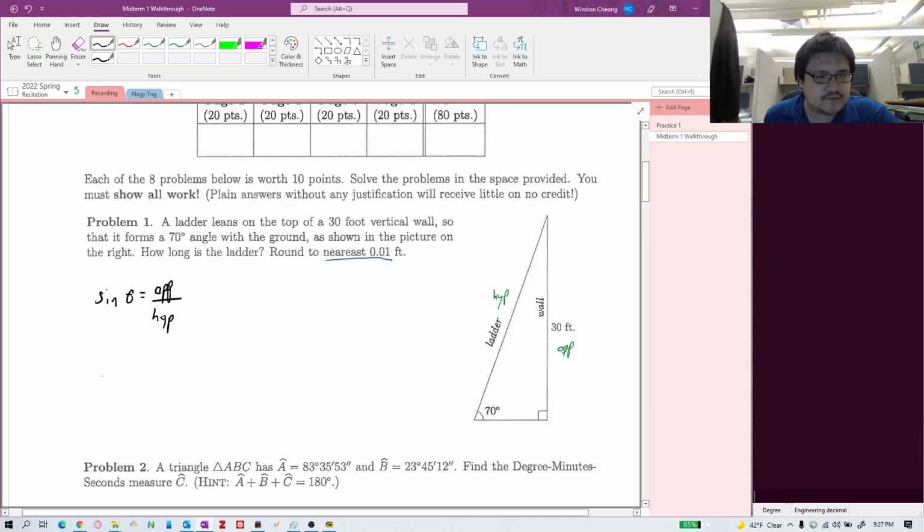I don't like the thickness. We will end up with the equation sine of 70 degrees is equal to 30 feet over the length of the hypotenuse. I can just write it as the hypotenuse. Okay, so now we've set this equation up for the specific problem that we're given, and I can solve for the variable that we're looking for, which is the hypotenuse. So that's going to give me 30 feet divided by sine of 70 degrees.